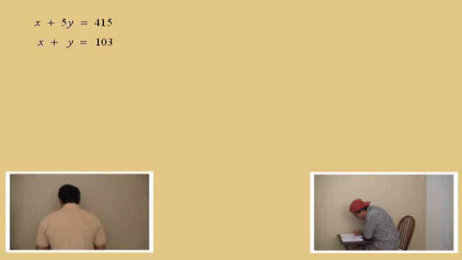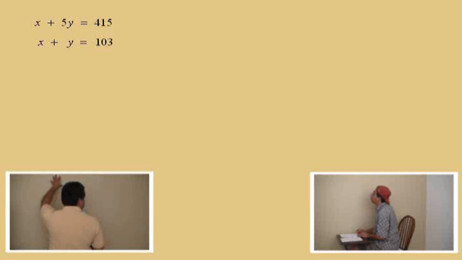x plus 5y equals 415 and x plus y equals 103. Now, this problem is not that tough. We have a linear system here. Now, Charlie, we're going to use elimination because we don't want to graph these lines, right? We're going to use elimination.